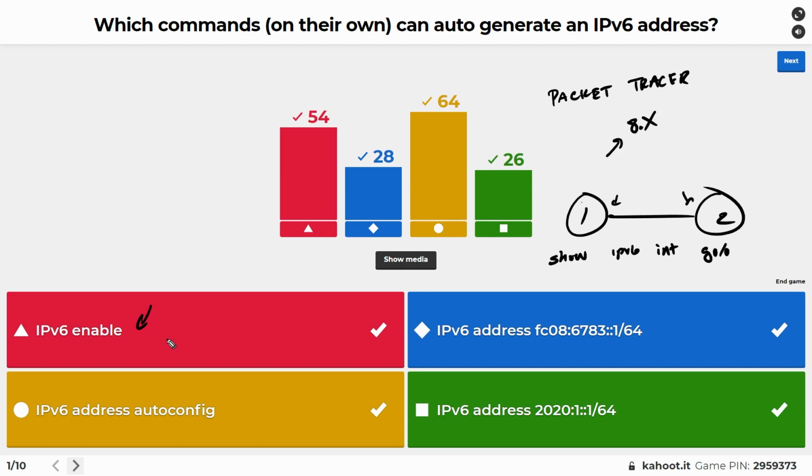This is going to give you a global address and link local. Well, it's going to give you a link local address for sure, which is auto-generating an address. This is also going to give you an auto-generated link local address. This also is going to give you a link local auto-generated address. And this also is going to give you an IPv6 link local address.